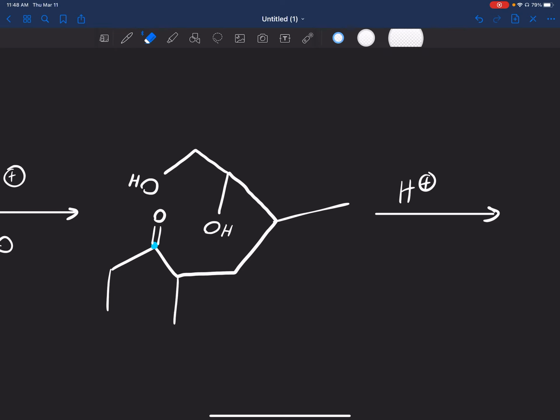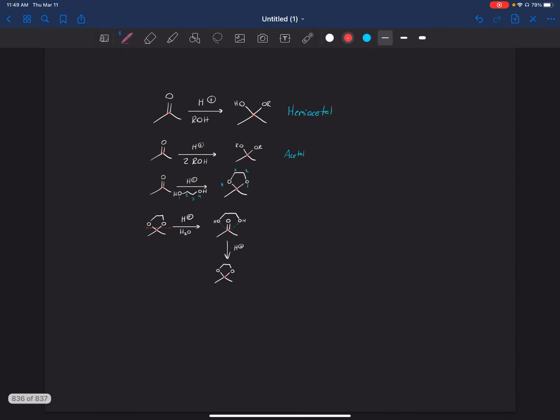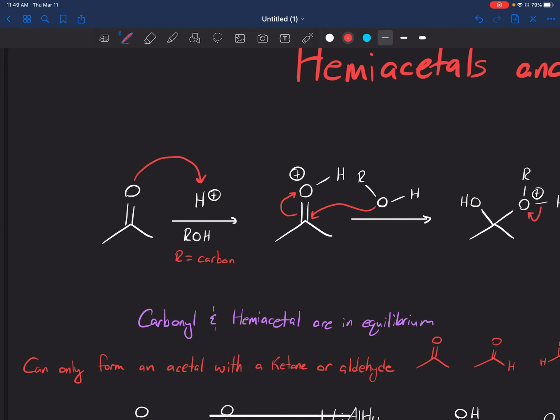H plus. Two alcohols. And those alcohols have R groups. So in other words, two ROH groups set up for an acetal forming. Perfect. Do it exactly like always. Same mechanism. Notice how the mechanisms aren't changing.